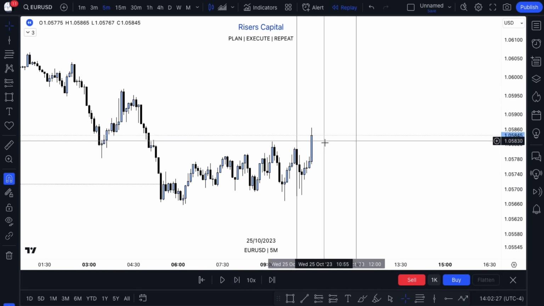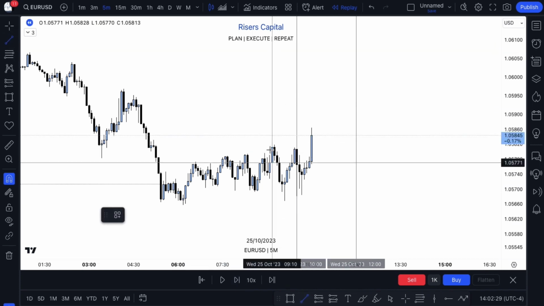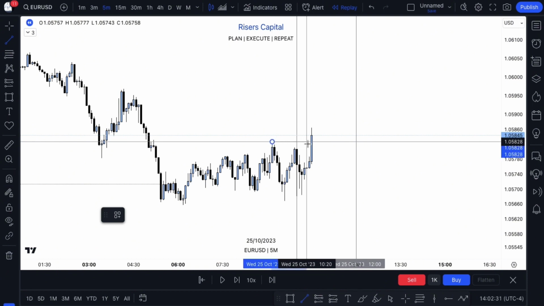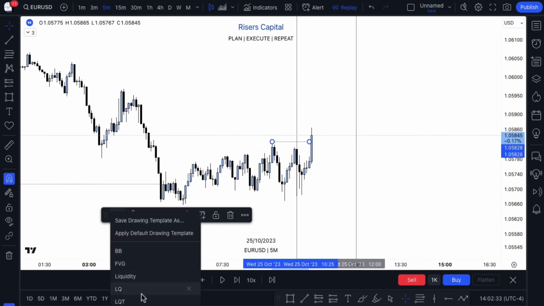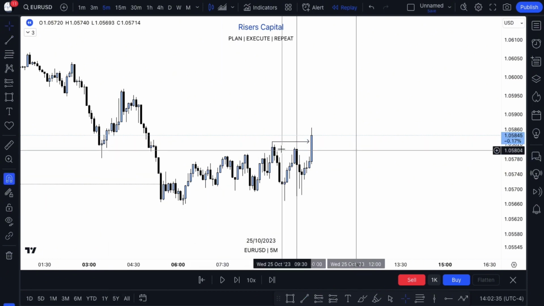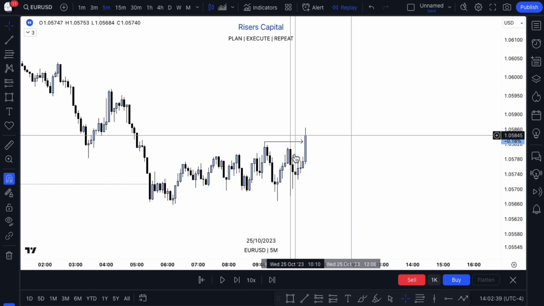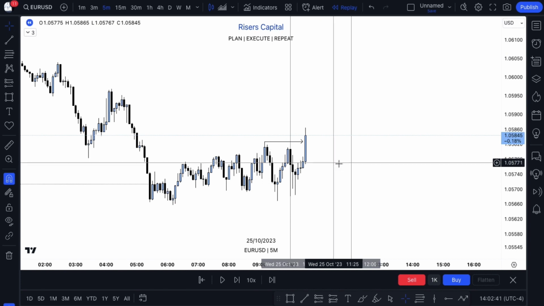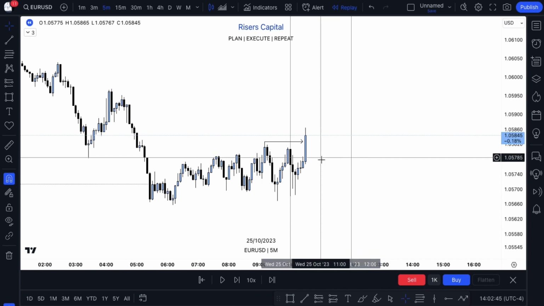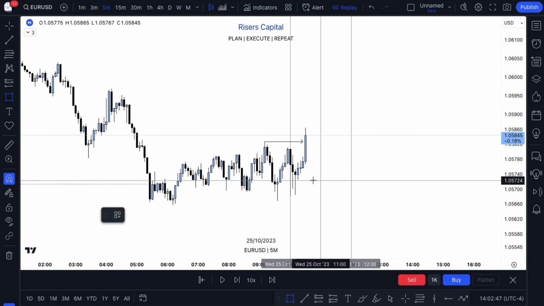So cool. We actually do have a market structure shift right over here. As you can see, this high has put in a new low right over here, and we've got a market structure shift now. Do we have a PD array we can actually enter off of? Well, yes. Where's the PD array? So we actually do have this breaker block.